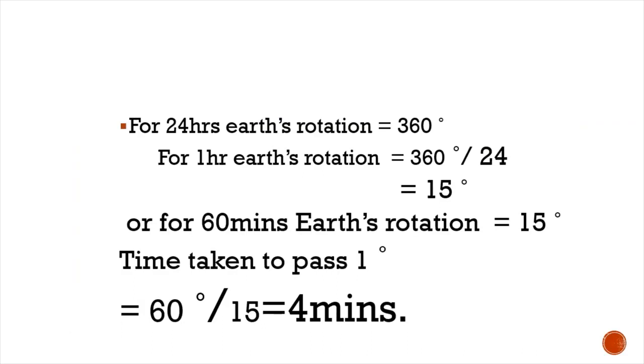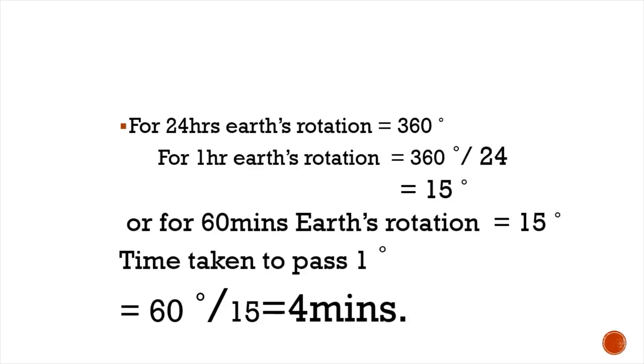Now, the Earth takes around 24 hours for one particular rotation. Now, what is the angle of the Earth? The complete angle is 360 degrees. Now, for 1 hour, if you want to find out how much the Earth rotates, you have to do a calculation. 360 divided by 24 hours, we will be getting 15 degrees. So, for 60 minutes, the Earth rotation will be 15 degrees.